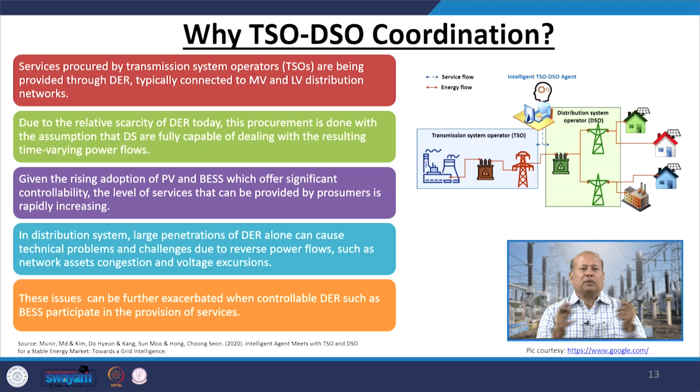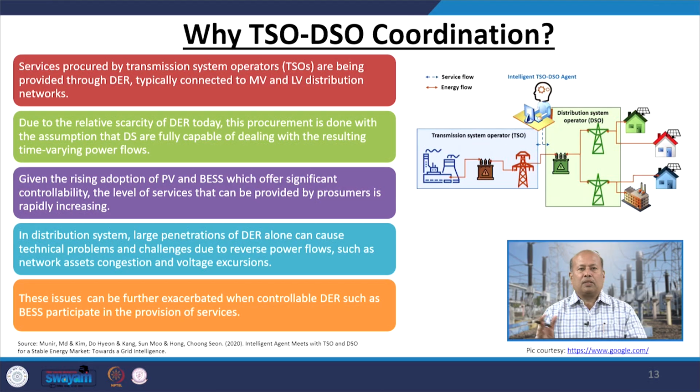So it is always good that the DSO is not looked upon as an isolated body that has to handle only the consumer, but at the other end there is a TSO sitting on top of DSOs, so they can also talk to each other and collaborate, so that the maximum benefit not only can come to the consumers through the DSO, but the DSO also can get a lot of benefit by connecting to TSOs. So services procured by the transmission system operators, TSOs, are being provided through DRs, typically connected to the medium voltage and low voltage distribution network.